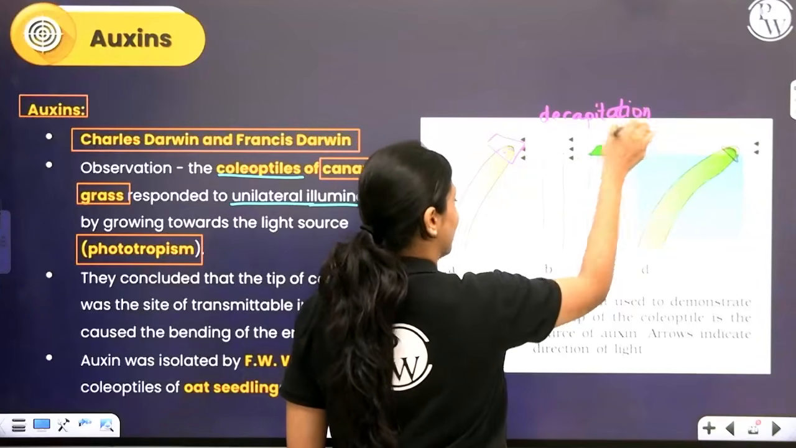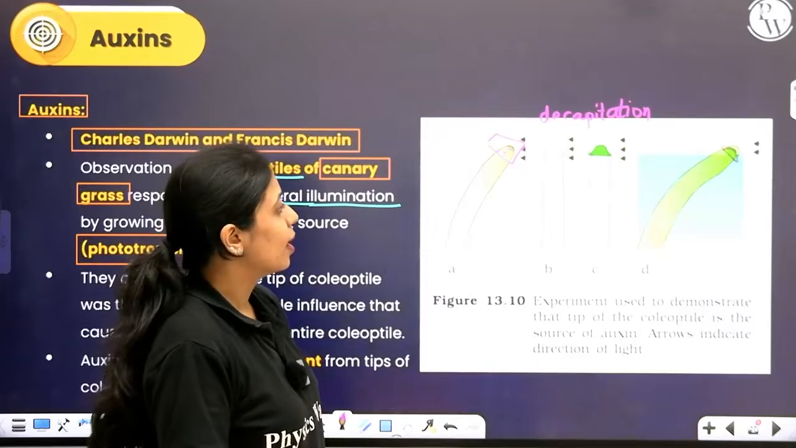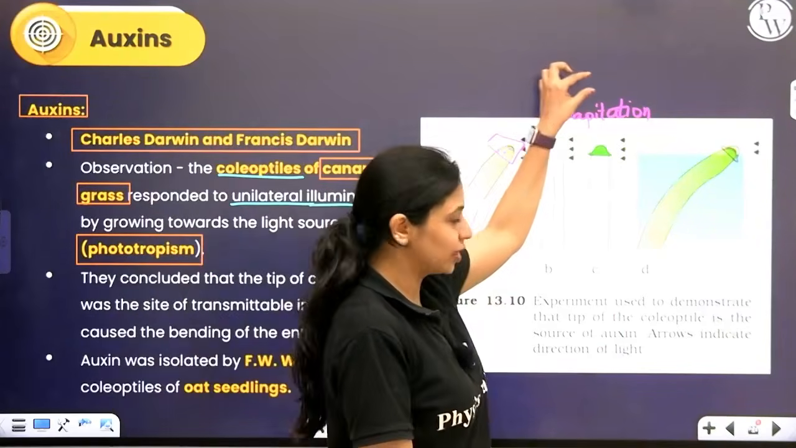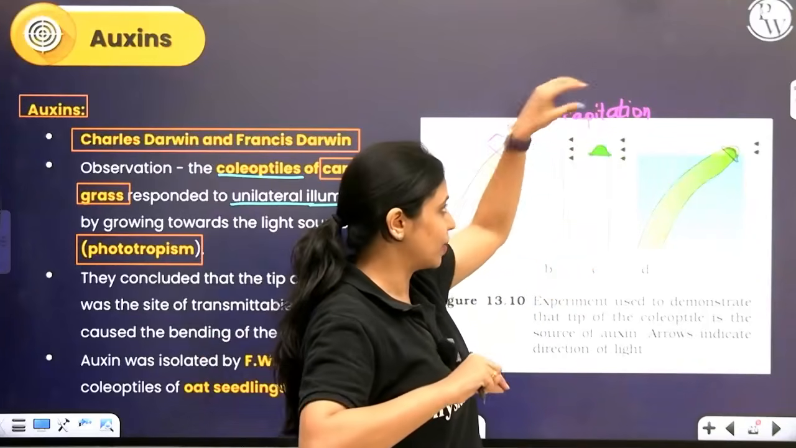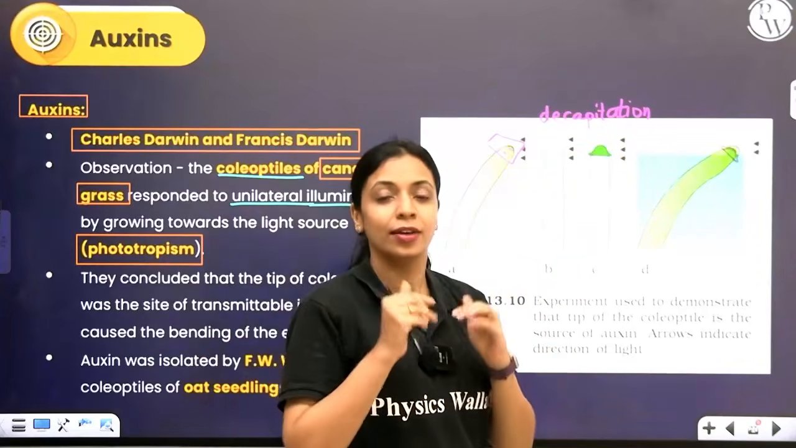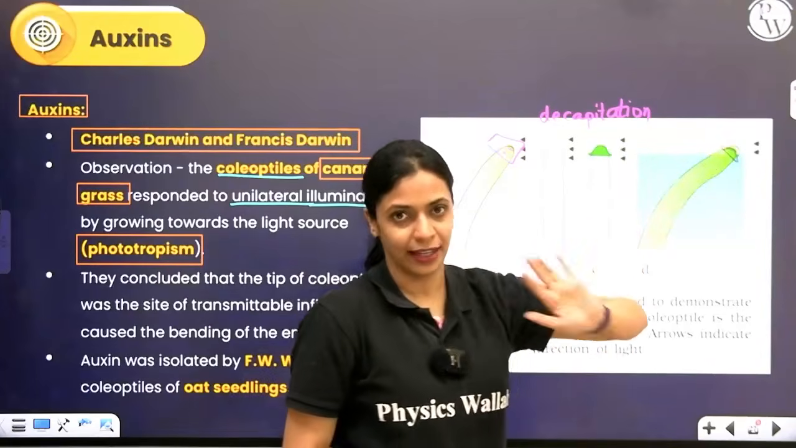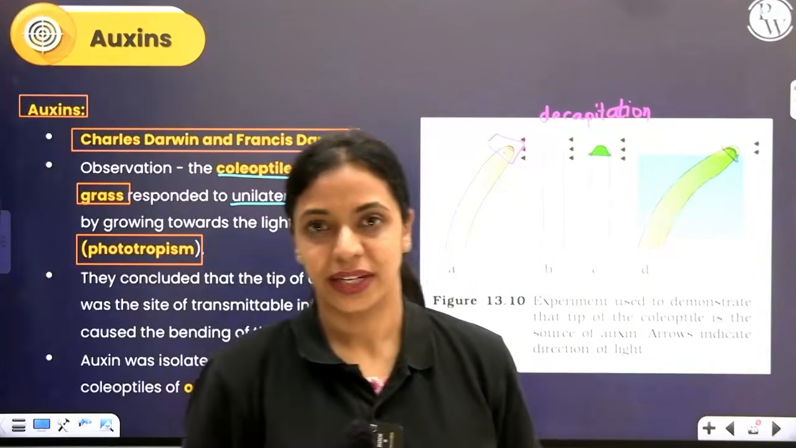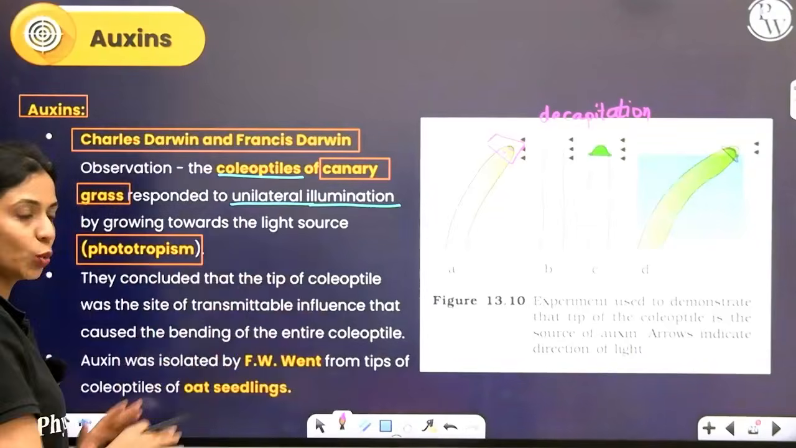Whenever they performed decapitation and removed the tip, they did not show any bending. Again, when they removed the tip, placed a sheet of gelatin, and on top of that placed the tip again, the chemical could pass through the gelatin, and then it showed bending again. So they concluded that there is some chemical present at the tip of the coleoptile which is causing it to bend towards light.